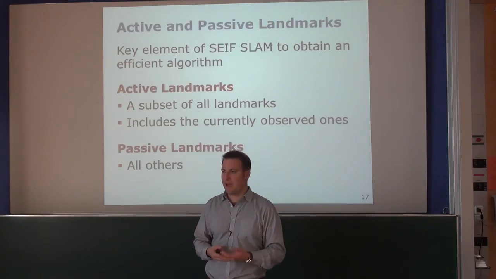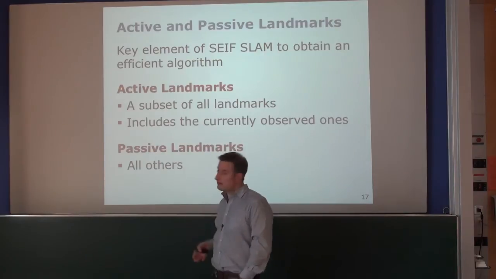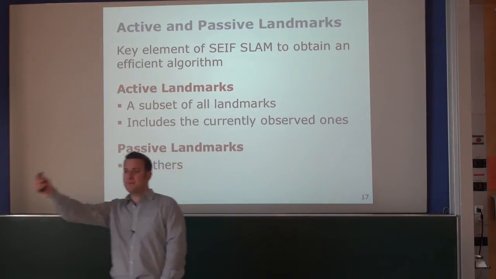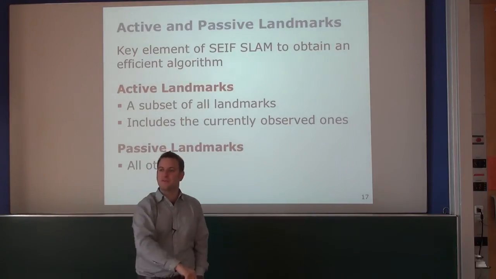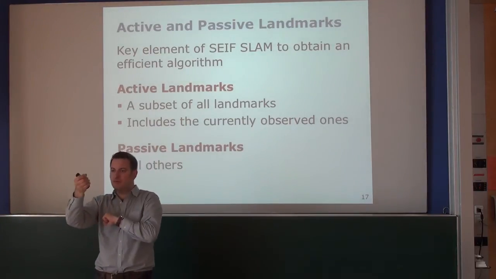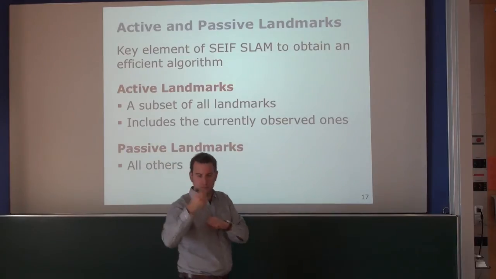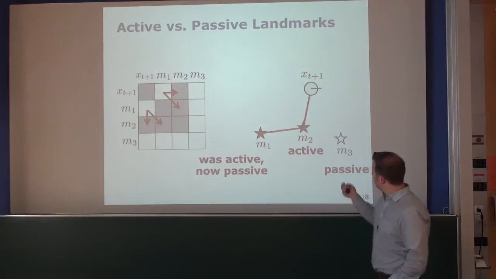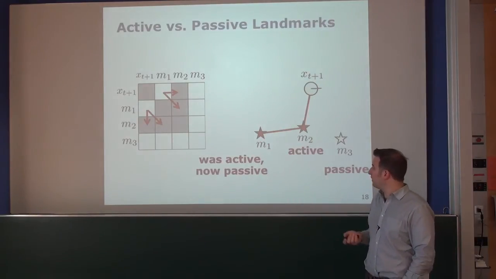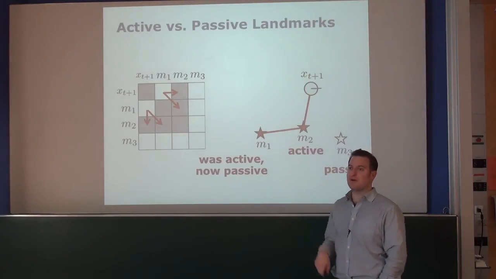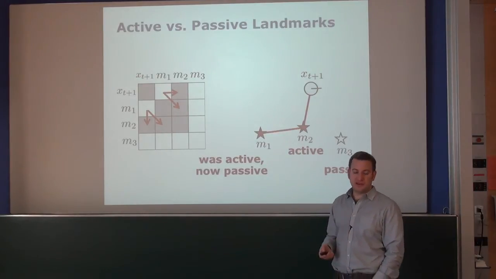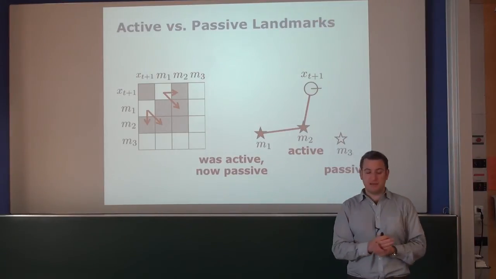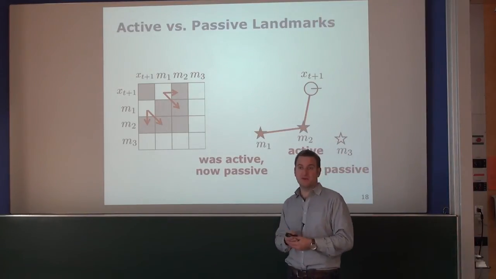All other landmarks are passive, which are not active, and the only thing I have to take care of is the landmarks which are active at the moment, but then turn into passive ones, where these direct links are removed. Because this removal is the sparsification process. So again, if you look at our example here, M1 was a landmark which was active before, now turns into a passive one. M2 is a landmark which is active and stays active, and landmark M3 was a passive one in this case.